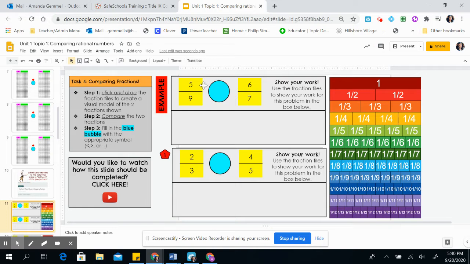So the first example is 5/9. So I'm going to click and drag so I can highlight 5/9. That's 1, 2, 3, 4, 5. Okay, I have 5/9 highlighted, so I can click and drag and put it in my Share Your Work box. And then I need 6/7. So I'm going to go to the 7th tiles, and I need 6 of them. So 1, 2, 3, 4, 5, 6.